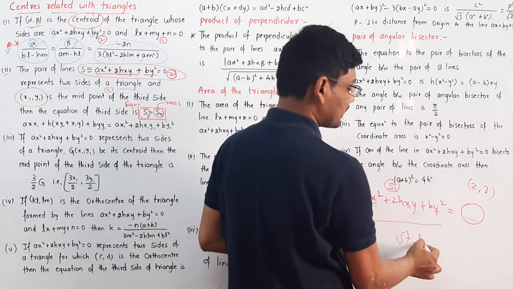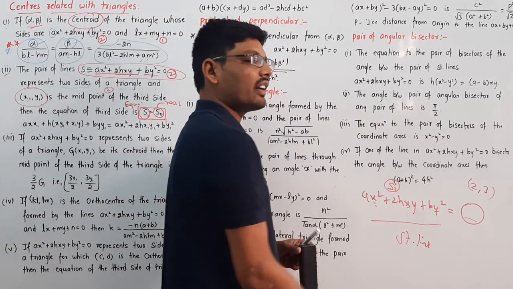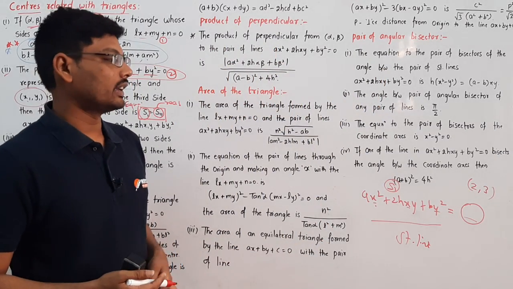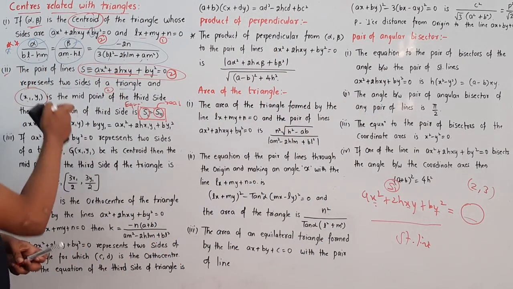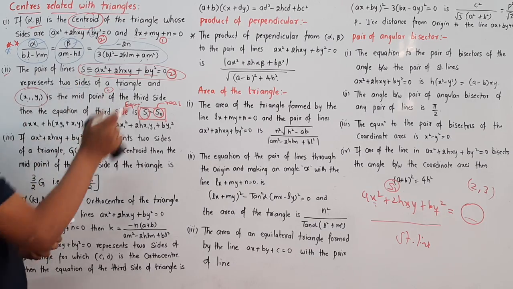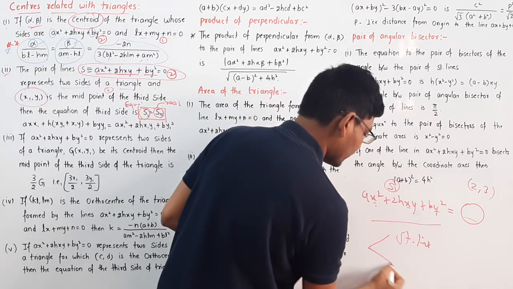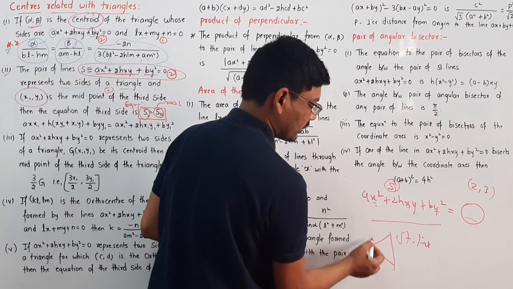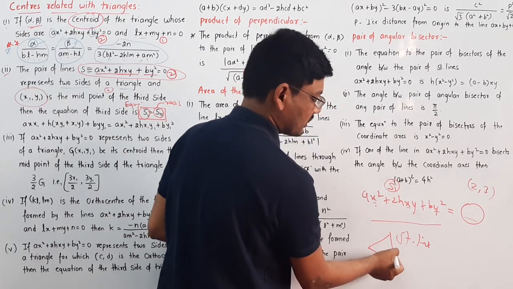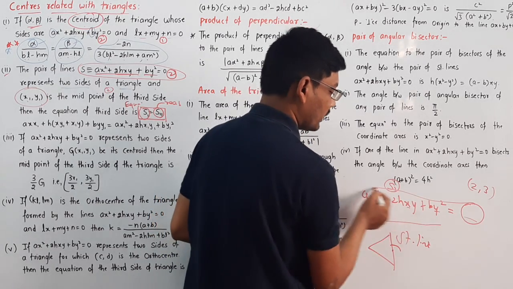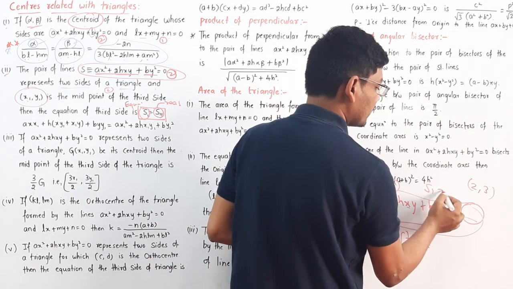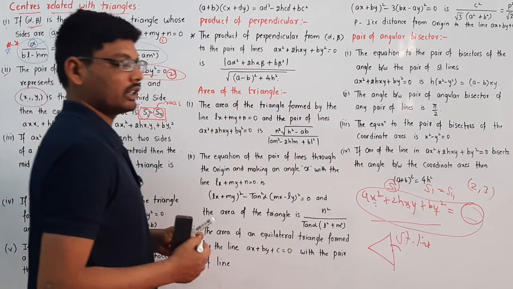This straight line represents the third side of a triangle, where the two sides are given by ax square plus 2hxy plus by square is equal to 0. This straight line equation we can find by using this expression S1 is equal to S11. This is all about this point.